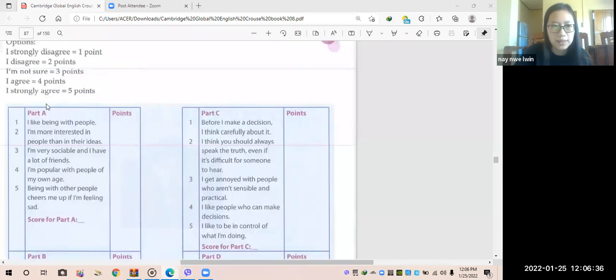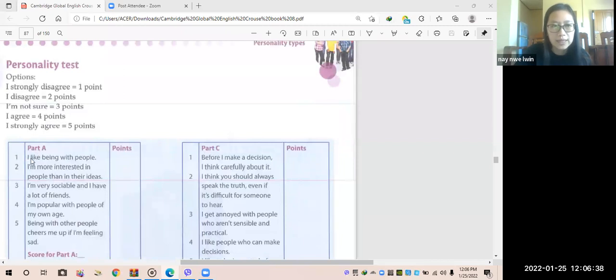For example, for part A, the first statement is that I like being with people. If you strongly disagree with that, you will get 1 point. If you disagree, you have 2 points. If you are not sure, you get 3 points. If you agree, you get 4 points. If you strongly agree, you get 5 points. So you have to answer these questions.